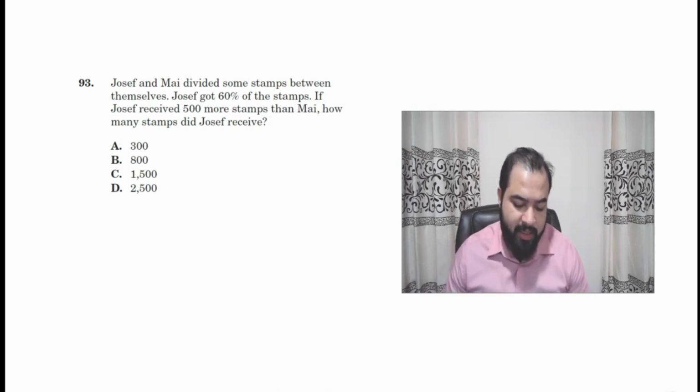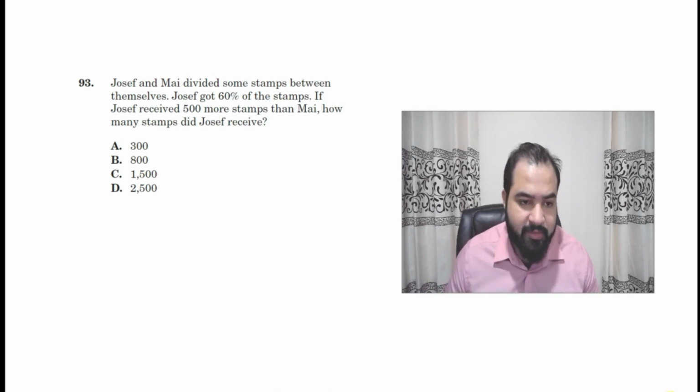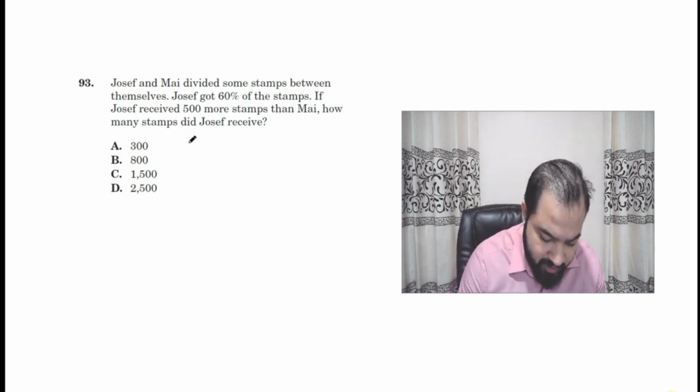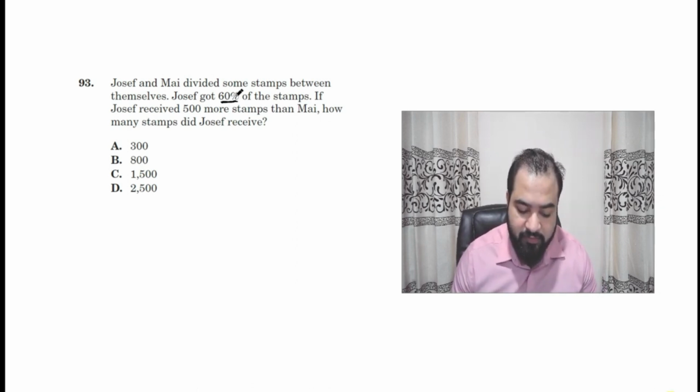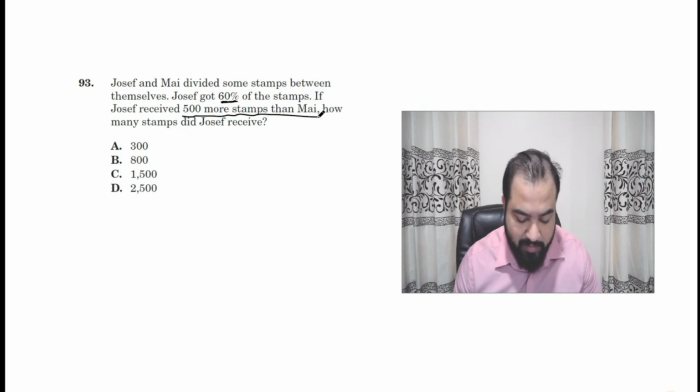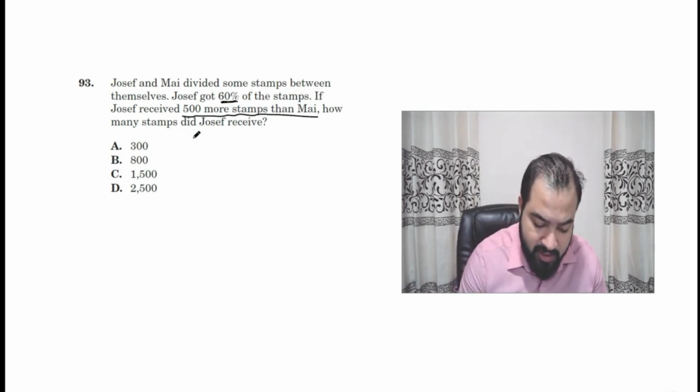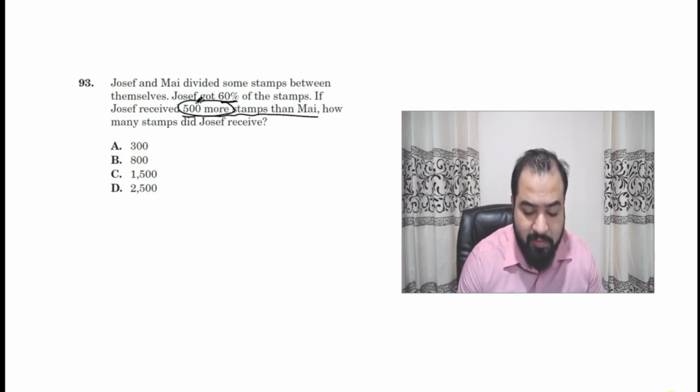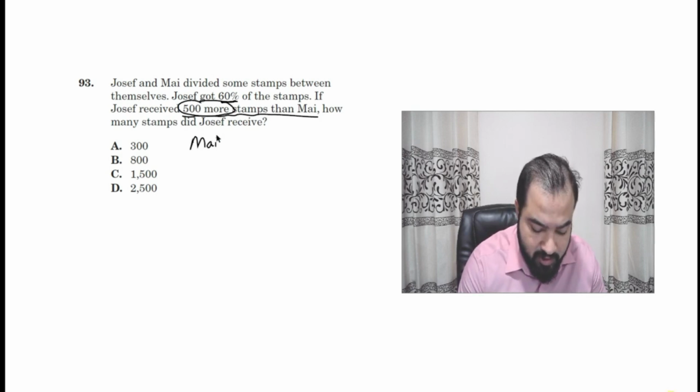Now let's see number 93. Joseph and May divided some stamps between themselves. Joseph got 60% of the stamps. And if Joseph received 500 more stamps than May, so Joseph received actually more than May, how many stamps did Joseph receive? So let's say Joseph received 500 more than May. We don't know how many May received, so let's say May received X of them.